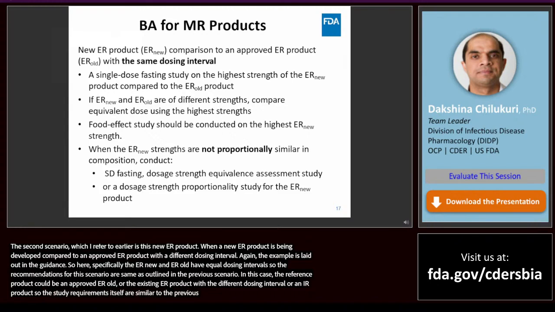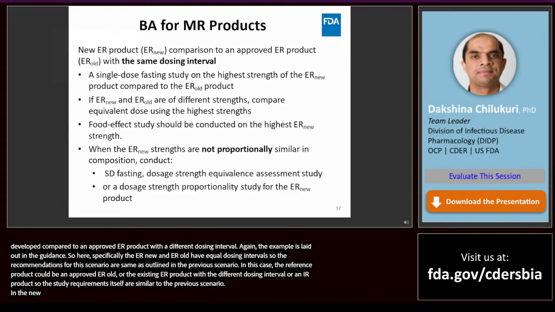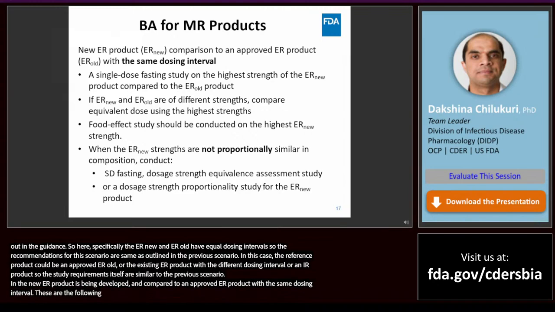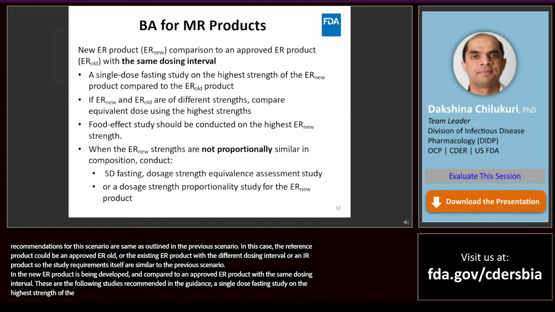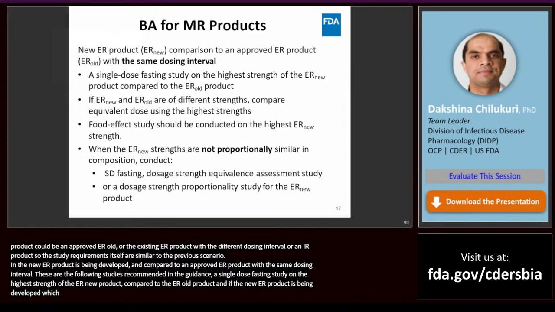When a new ER product is being developed and compared to an approved ER product with the same dosing interval, these are the following studies that are recommended in the guidance. A single dose fasting study on the highest strength of the ER new product compared to the ER old product. And if the new ER product is being developed which has different strengths, then comparison of the equivalent doses using the highest strengths is recommended.